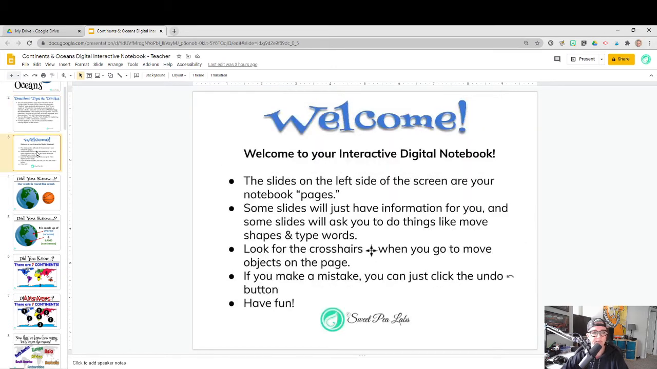The student set of slides will have this welcome page next, just telling them that the notebook pages are on the left-hand side, that they can move things around on the notebook with crosshairs, and they're going to be asked to do things like type in words or move objects on a page.